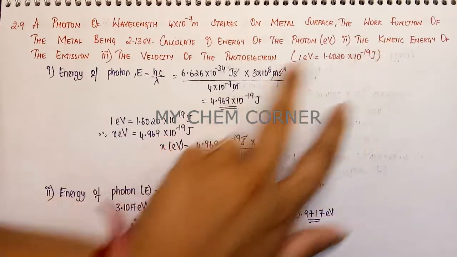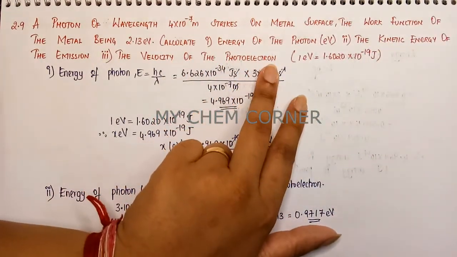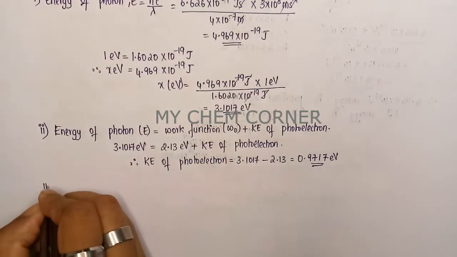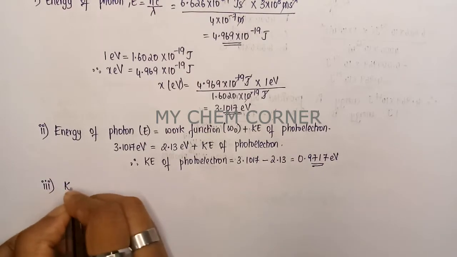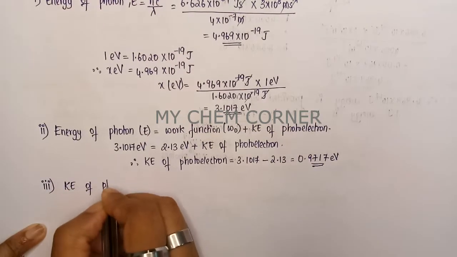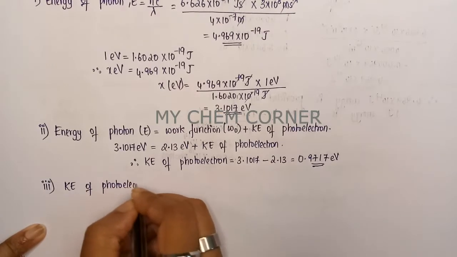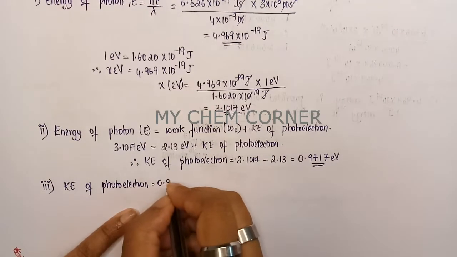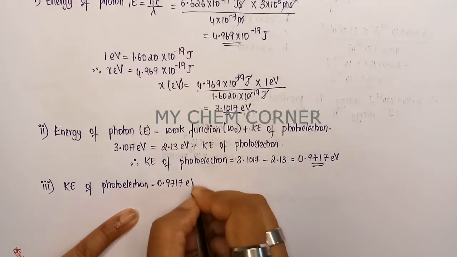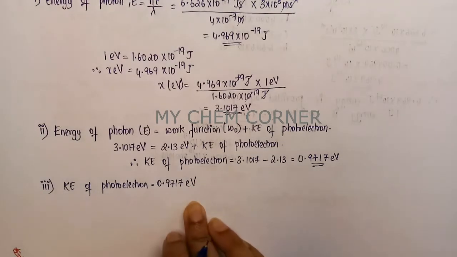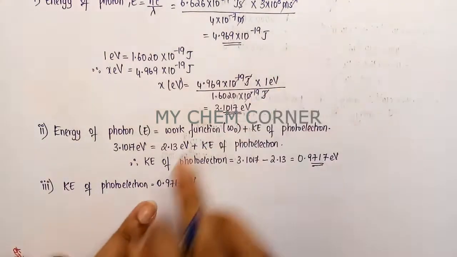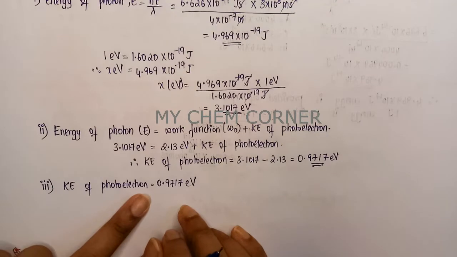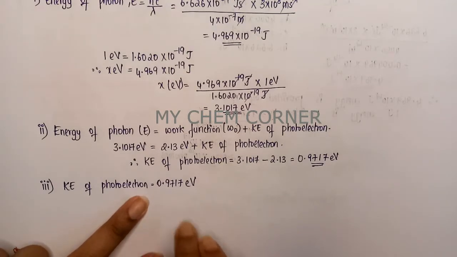Now we need to find out the last question, which is for the velocity of a photoelectron. Now for the last one, we are going to write here, we can say kinetic energy of photoelectron equals, what value you found out now? 0.9717 electron volt. So here we can say, as per the question, that 1 electron volt is 1.6020 × 10^-19 joule. That's given to us in the question. So here we can find it out using a formula.